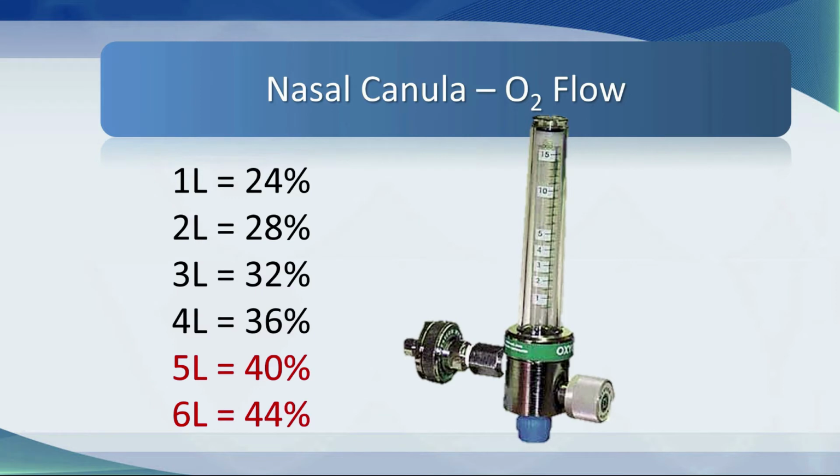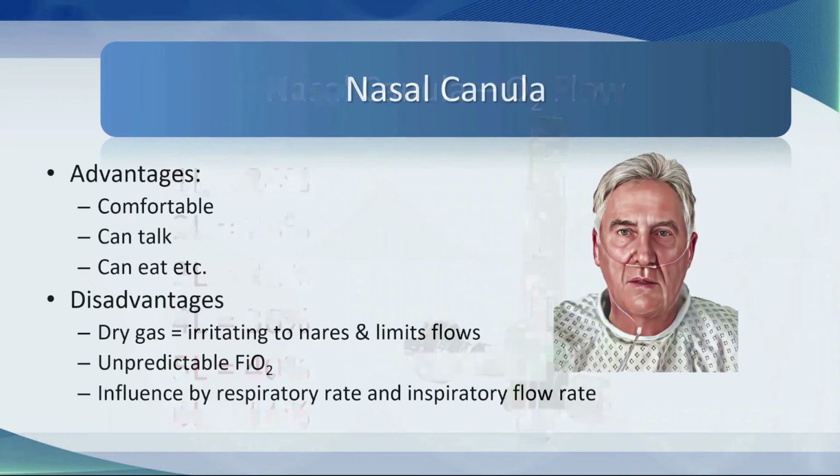So usually we don't give more than 4 or 5 litres of flow, but honestly, you can give 10 or 15 litres if you really want to without too much trouble, and it will give a fairly high inspired oxygen tension. So for very short periods of time, yes, you can absolutely give much, much higher levels of flow. The big advantages of nasal cannulae is that they are comfortable, the patient can talk, the patient can eat.